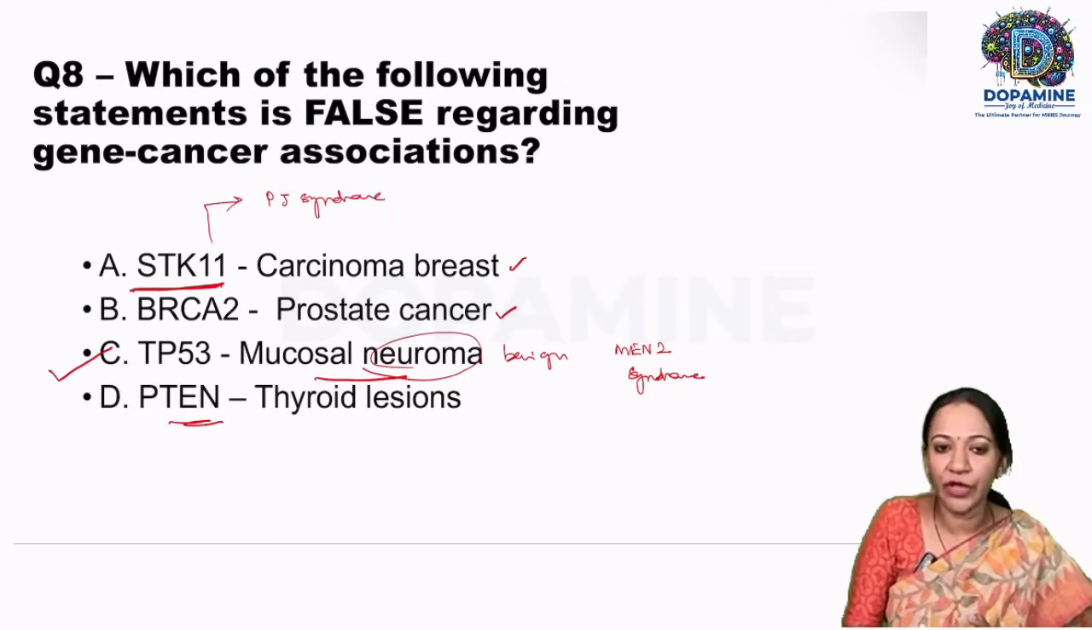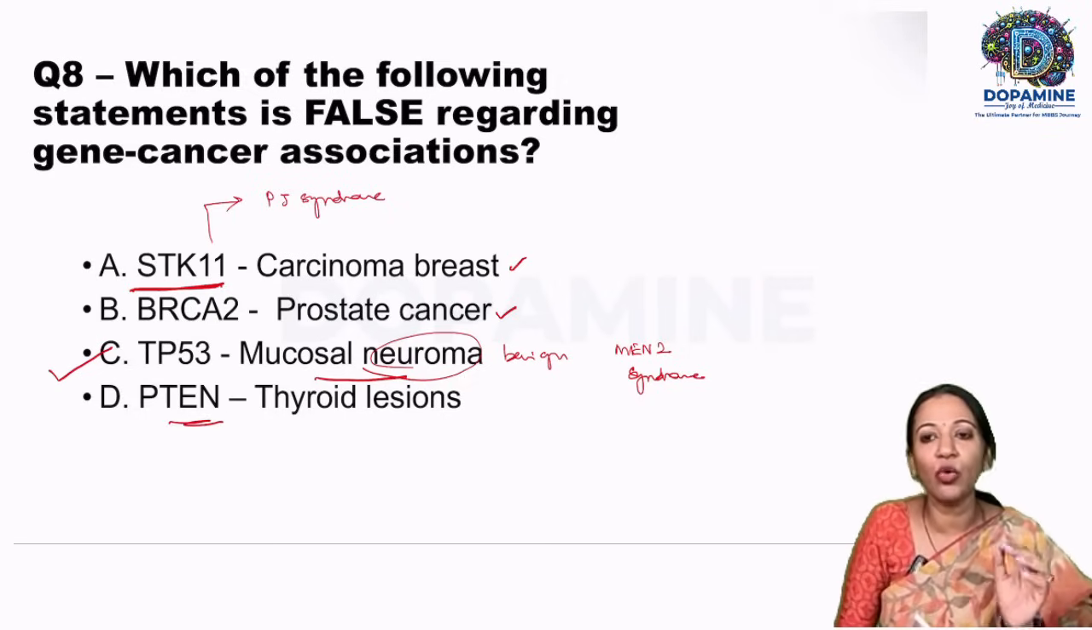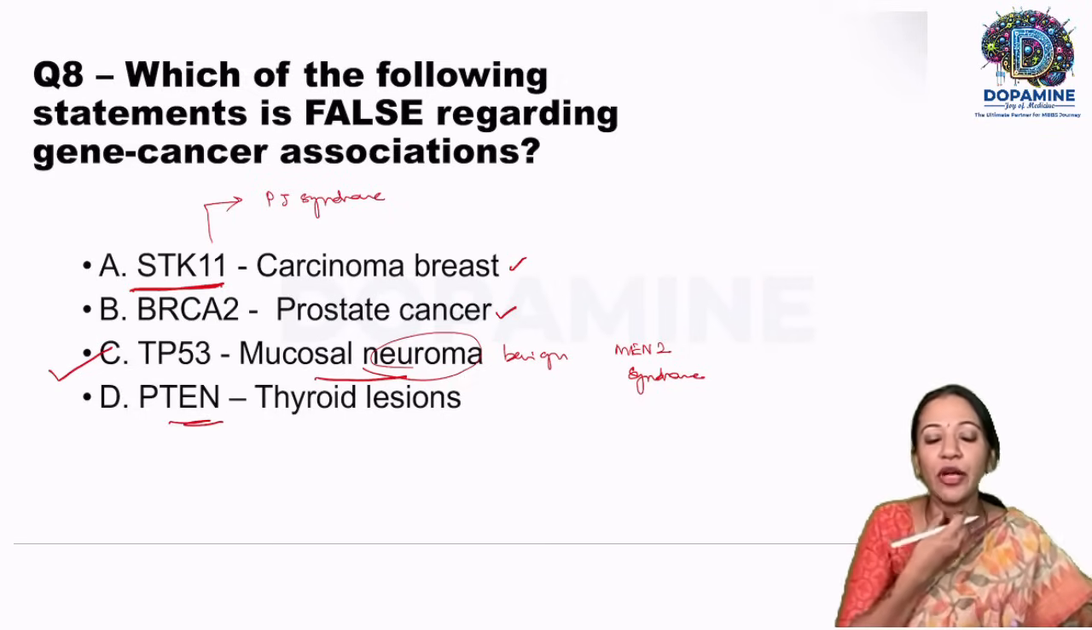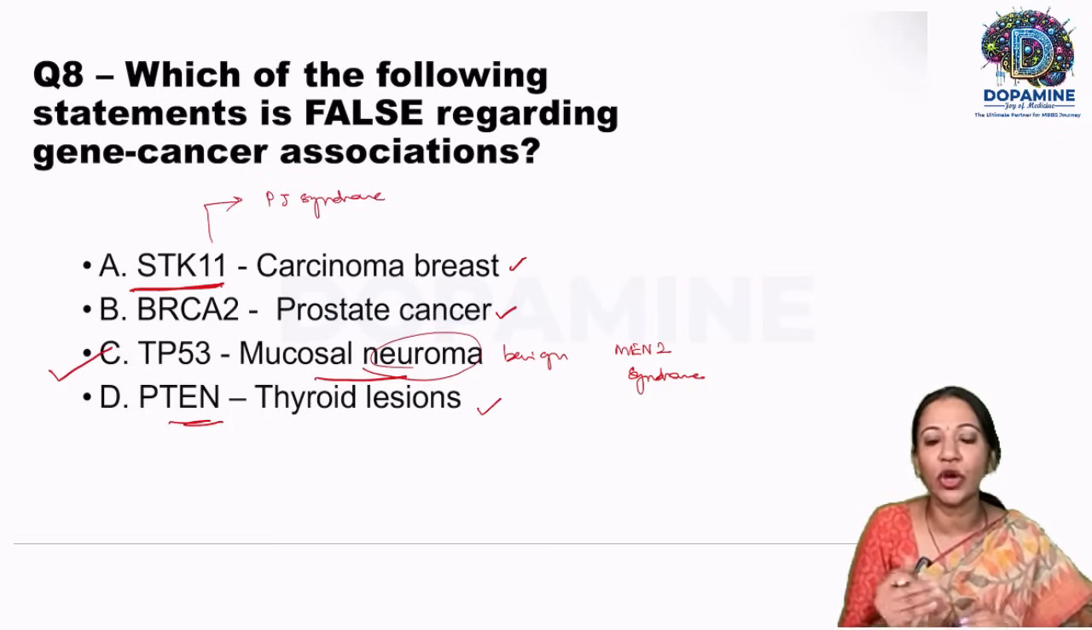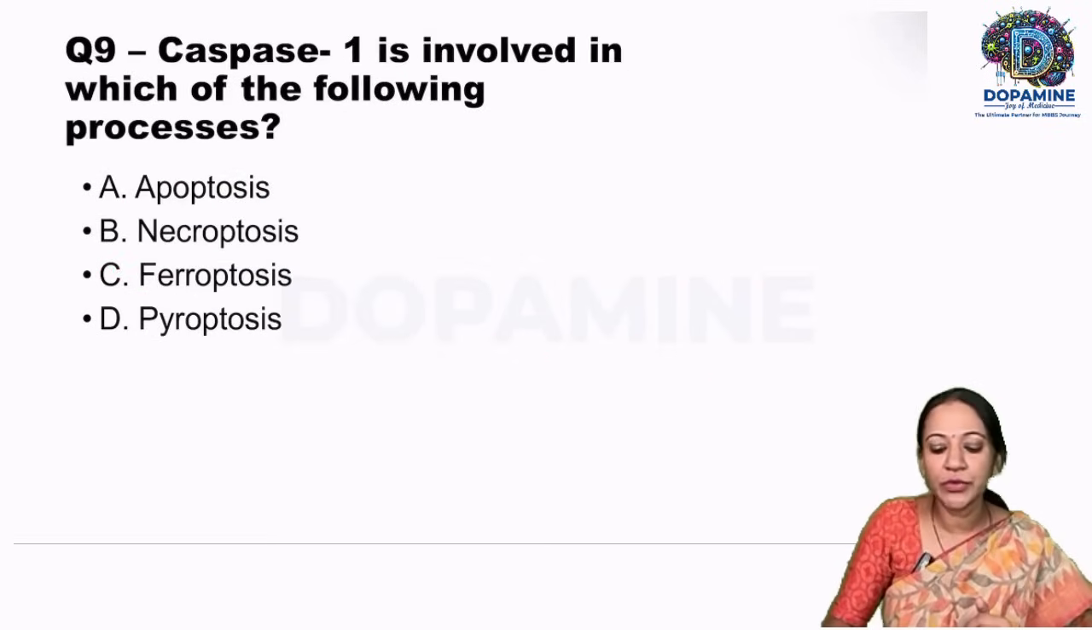And PTEN, we have discussed in the previous slide as well. That is Cowden syndrome, where the person will have a thyroid lesion in the front of the neck. So that is also right. So the false response here is that P53 is not associated with mucosal neuroma. So we'll go to the next one.